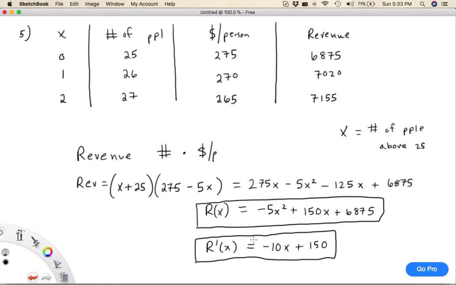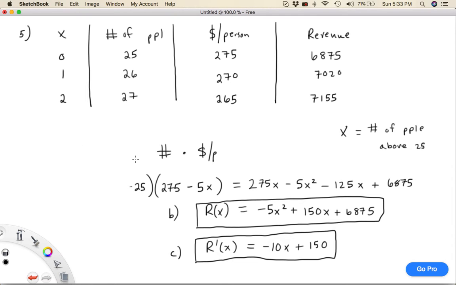Then we want to find the x value. Oh, sorry, this is part B. This is part C. Then we want to find the x value that maximizes the revenue. Now, I think I mentioned this last time. Anytime you're asked to find a maximum or a minimum, you're going to take the derivative function and you're going to set it equal to 0.